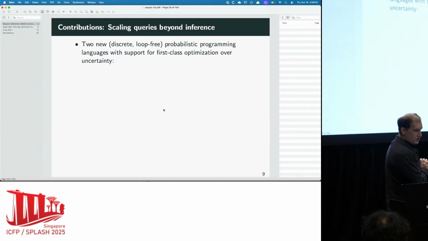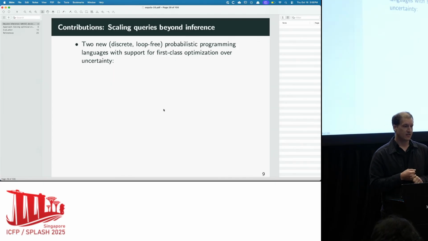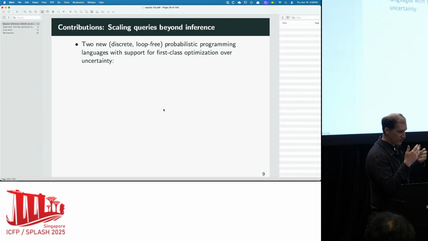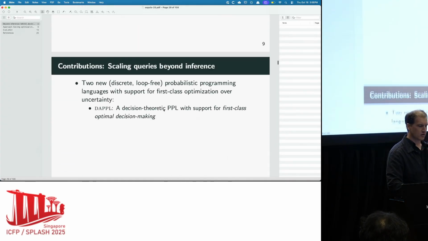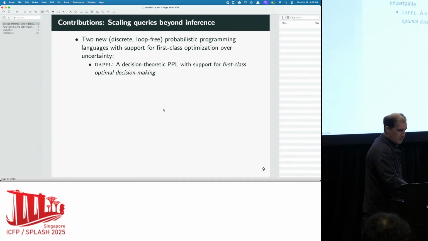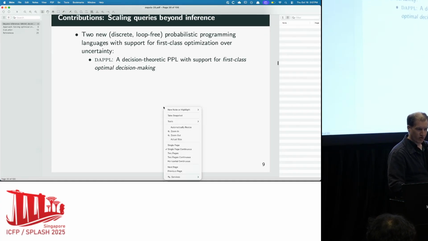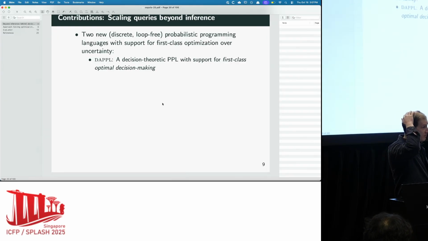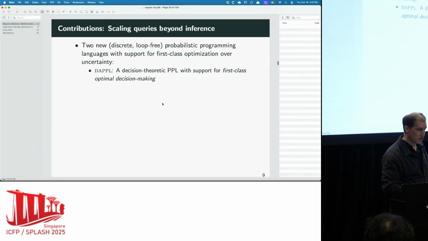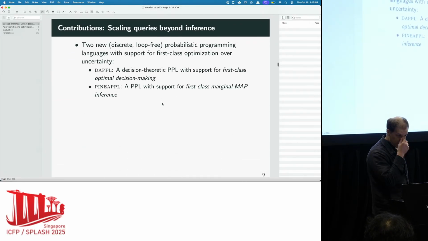We're going to give you two new programming languages for modeling these kinds of tasks. They're discrete and loop-free, so they're small and contained, but we're going to try very hard to solve these very difficult reasoning tasks on them, right? One of them is called dappl. It's a decision-theoretic probabilistic programming language, and it has first-class optimal decision-making. So you can query in the program for the policy, and you can use that as a value if you like. The other one is pineappl, which has first-class marginal map.